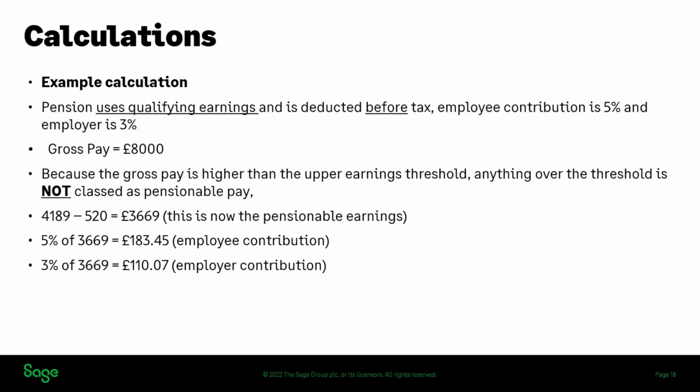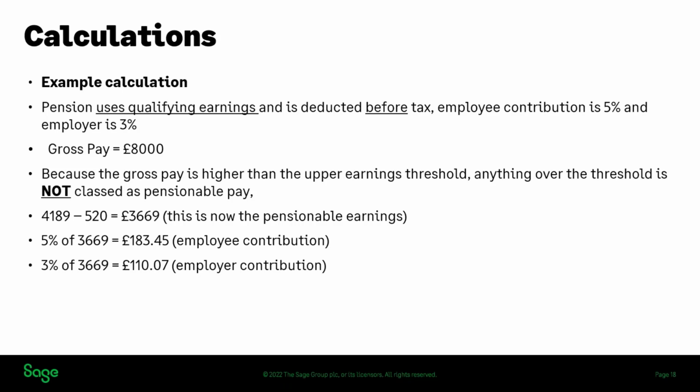Now, we've put in a little bit of a curveball example here. This time it's the same scenario. So we use qualifying earnings, it's deducted before tax. This time though, the gross pay is £8,000. Now, because the gross pay is higher than the upper earnings threshold, anything over the threshold is not classed as pensionable pay. So when you're using qualifying earnings, you in essence have got a maximum contribution amount.